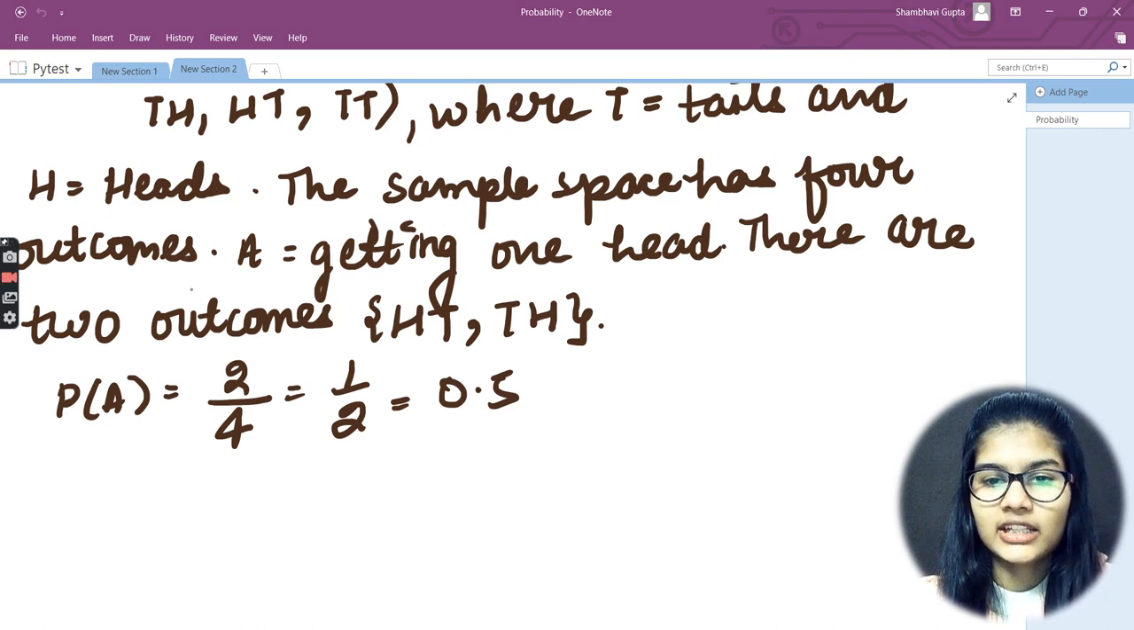And A will be getting one head. So in that case, there will now be two outcomes, right? That is head tail and tail head, because these are the only two outcomes in which one head is occurring, right? These two are the only events. So I just wrote both of those, and then the probability of A is 2 by 4, that is equal to, if I cancel that out, 1 by 2.